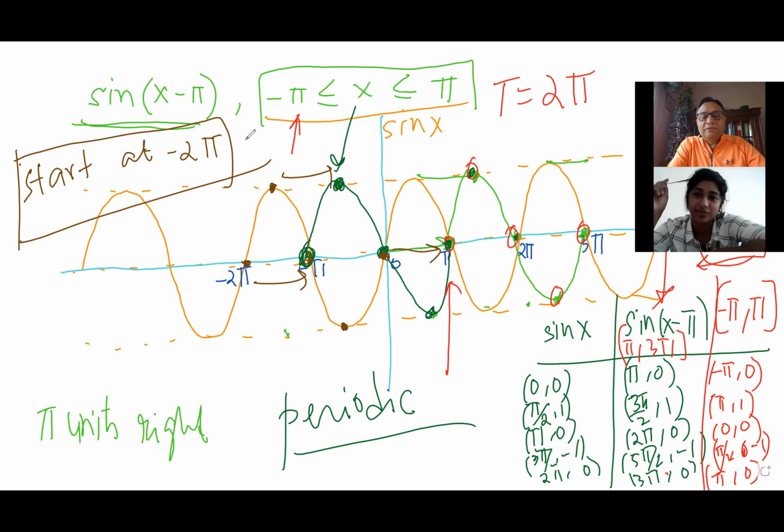So you start your wave, just show your transformation. Start at minus 2 pi, move pi units to the right. You are from minus pi to pi, you're done. Okay. Because I could have given the scale as like minus 4 pi, then what?